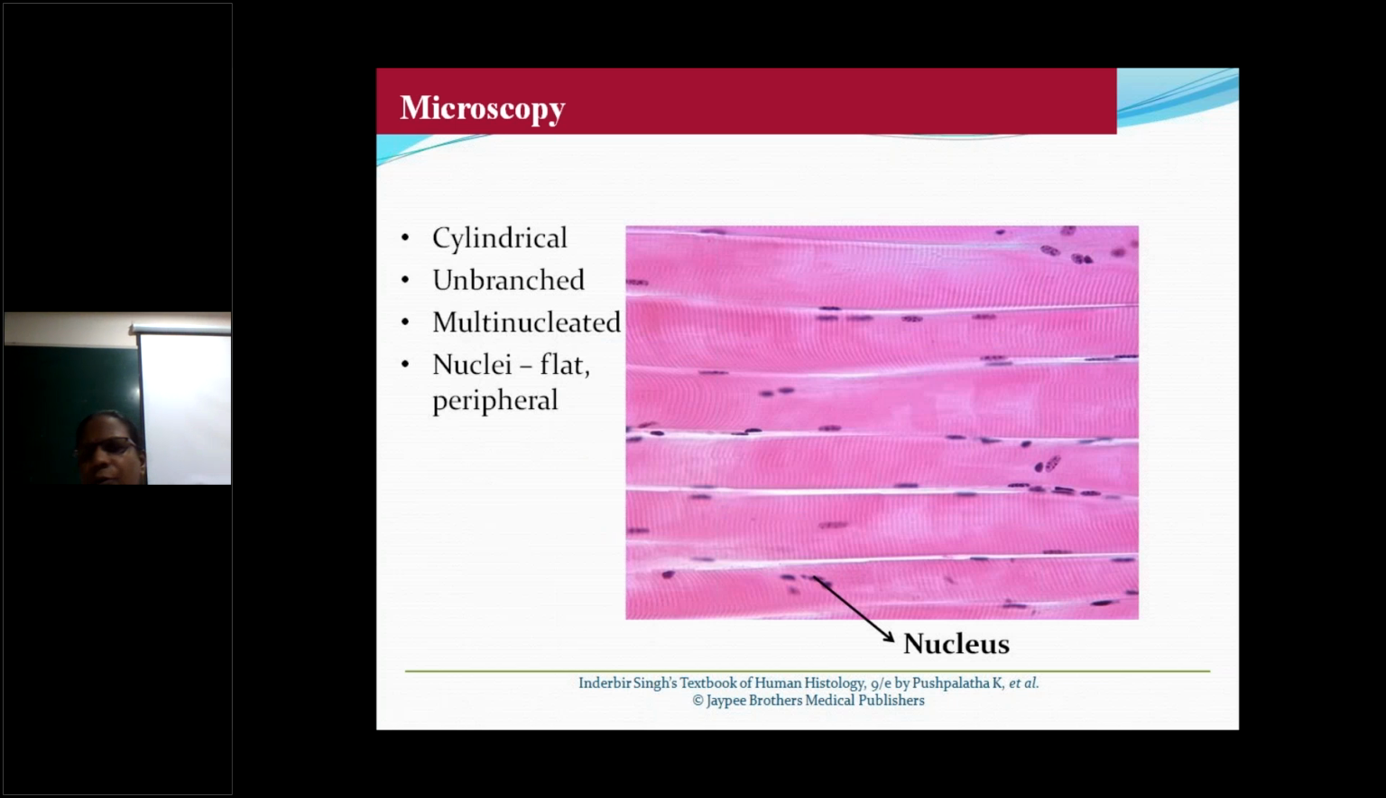So now first we will come to the skeletal muscle. In the skeletal muscle fibers, you are able to see here, this is one muscle fiber.